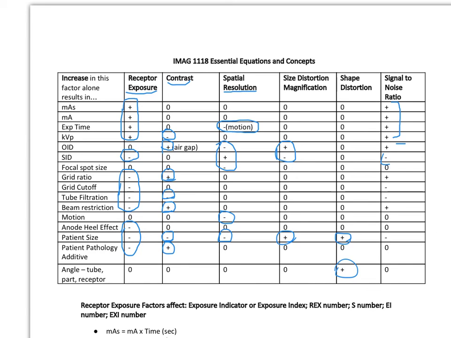Grid cutoff, however, removes primary radiation, decreases the signal, and tube filtration does the same thing. Beam restriction removes scatter, and so that would increase the signal to noise ratio. And then the patient size would increase scatter, and so that would decrease signal to noise ratio because it would increase the amount of noise. So just pay attention to the areas of change on this chart.